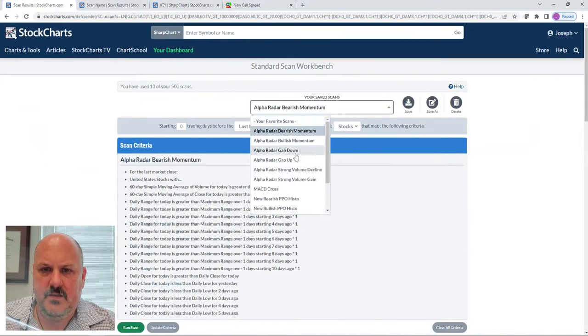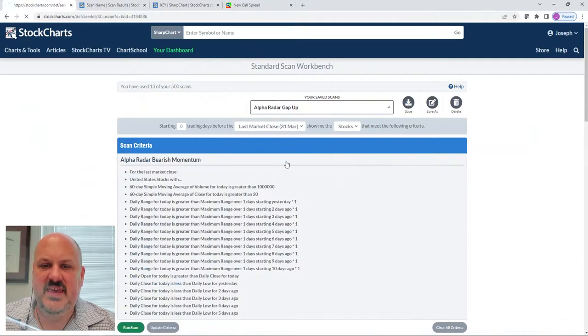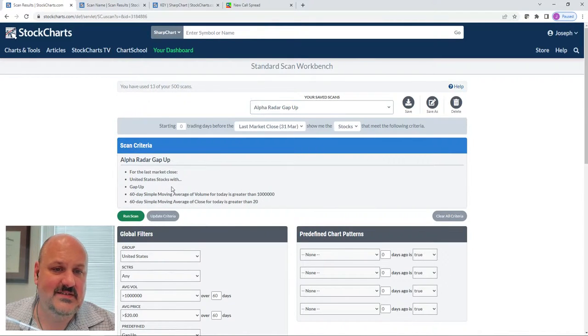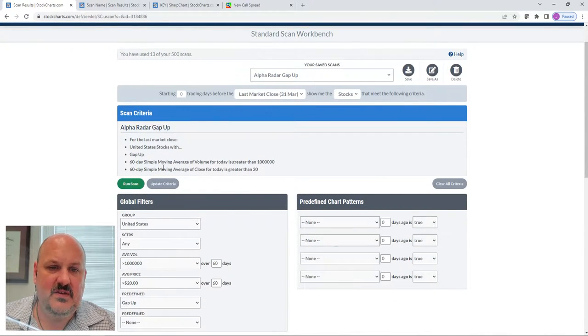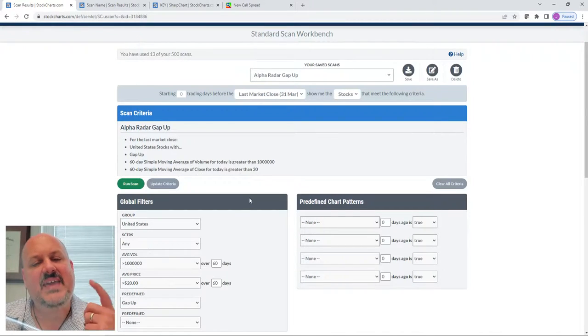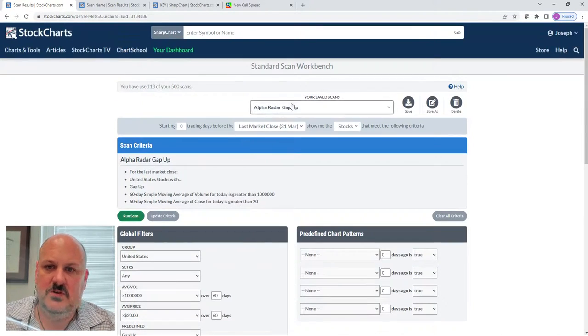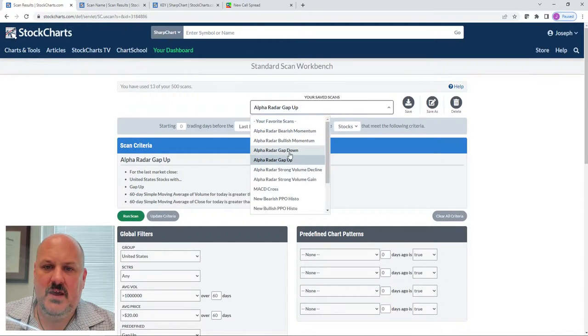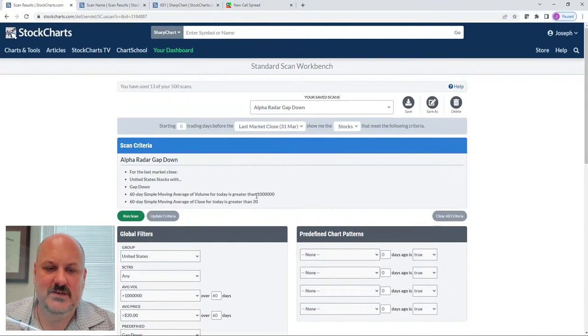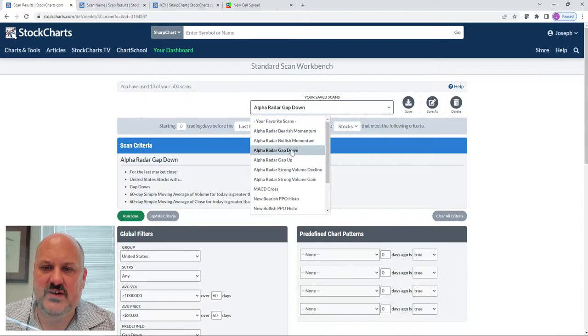I like to look at gaps. So this is the gap up. Basically, this is U.S. companies that have a moving average volume of greater than 1 million shares, and the stock has been above $20 for the past 60 days, typical moving average, and it's gapped up. Could be a very interesting play. I also have it for the gap down. Again, another interesting play if I have a downside bias if I want to trade something. So we'll look at that in further blogs going forward, but I'm just showing you the screens right now.